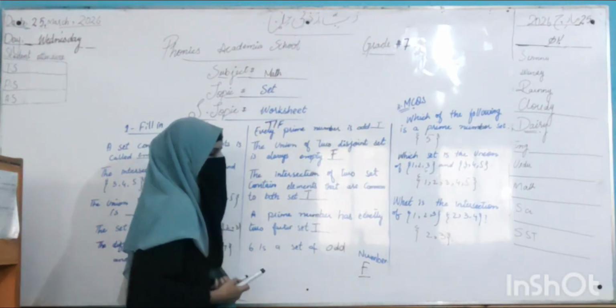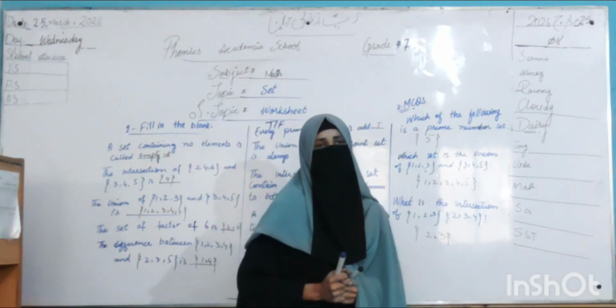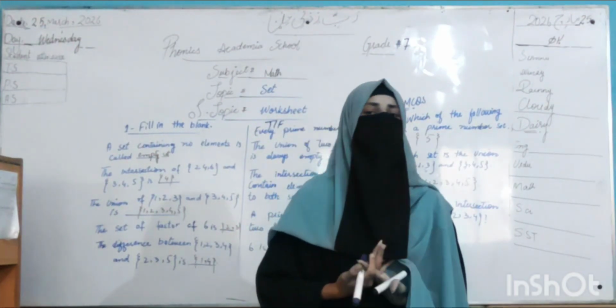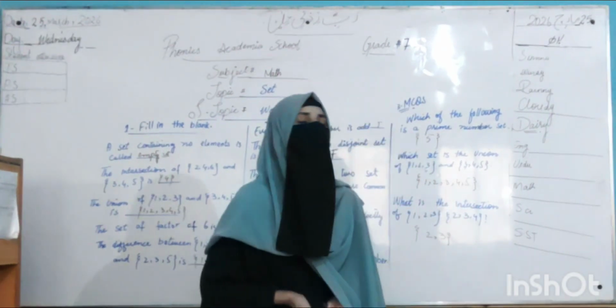6 is the set of all odd numbers. So students, you know that 6 is an even number or natural number. It is not an odd number. So this statement is false.